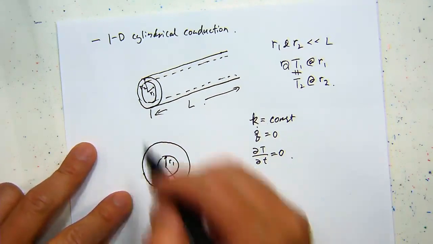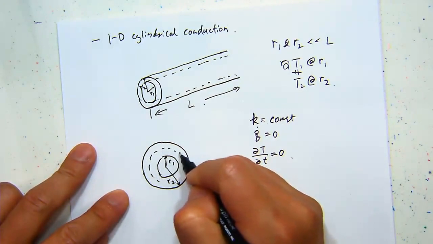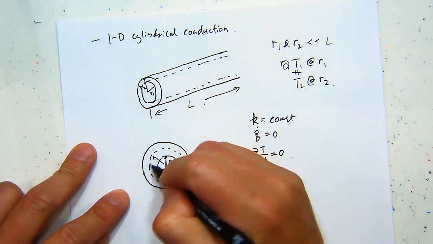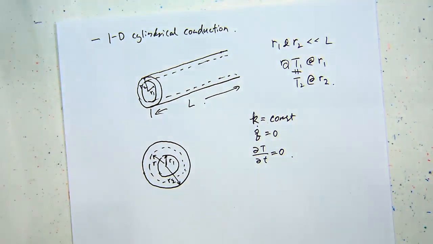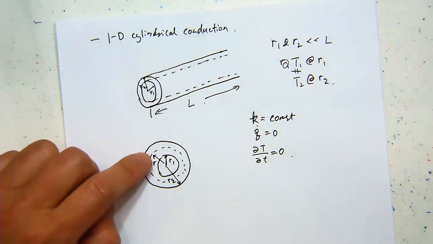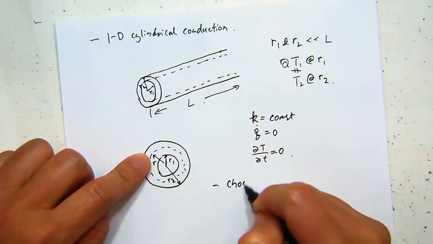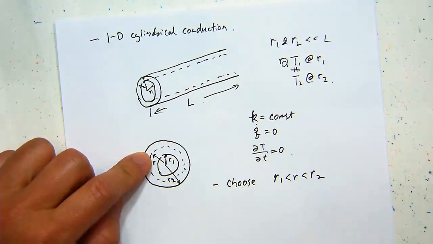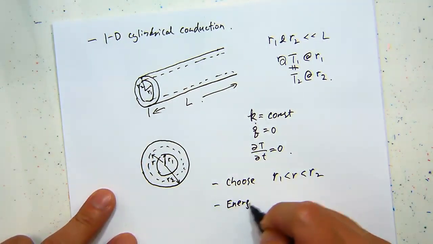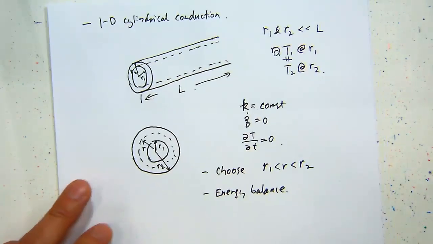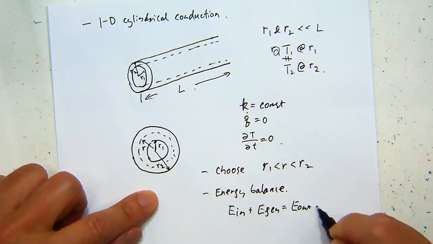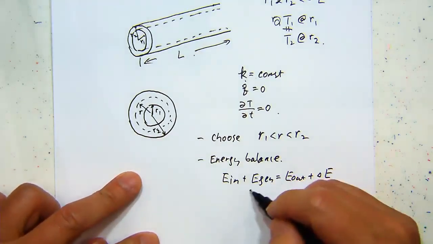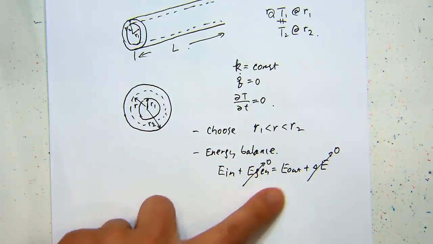So in this case, we choose a radius there as our control surface. So anything between R1 and R2, we choose one as a control surface, then apply the first principle to that control surface. So on that control surface, let's say we choose R between R1 and R2, and the energy balance there. So if we have E in plus E gen equals E out plus transient, we know that this one is 0, this one is 0. Only in equals out, right?